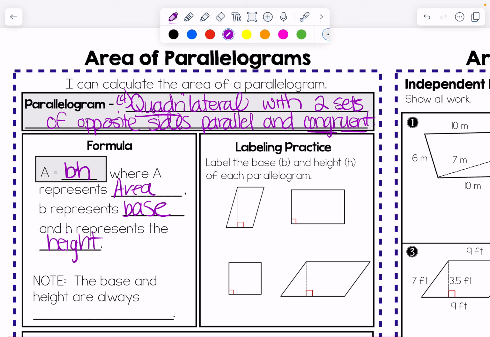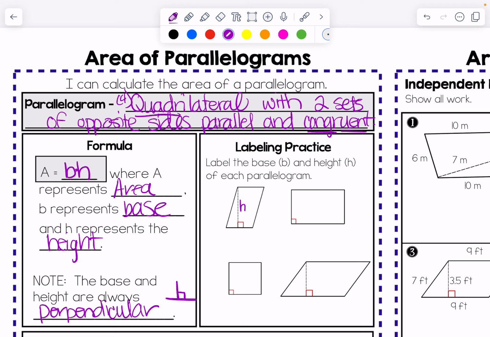One thing you need to know about the base and the height is that they are always perpendicular to each other, which means they intersect to form right angles. So let's practice labeling a base and a height on these parallelograms. We're looking for the 2 measurements that form right angles.